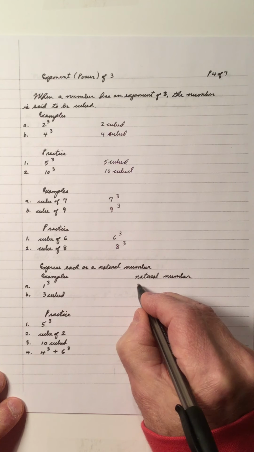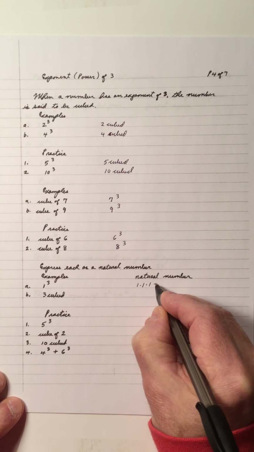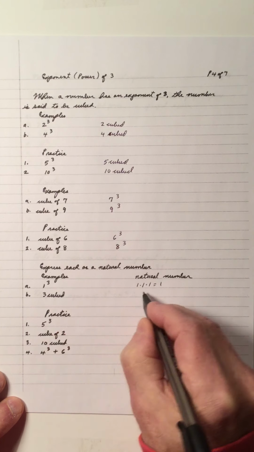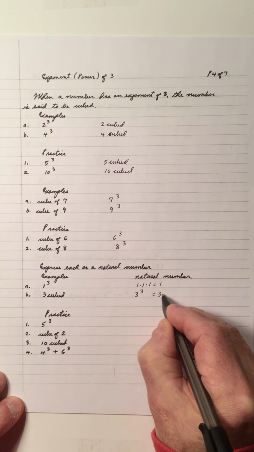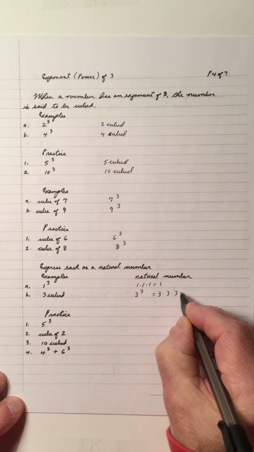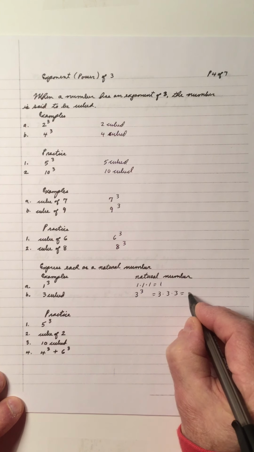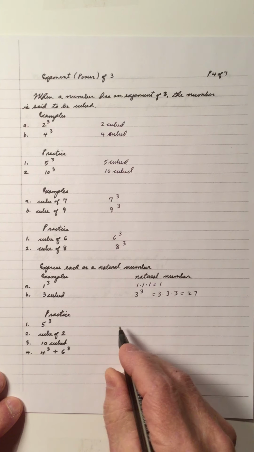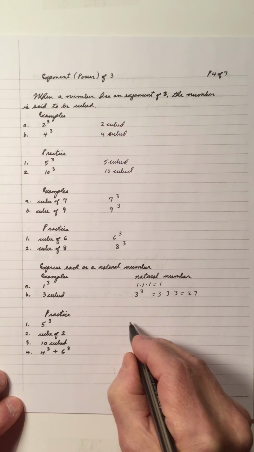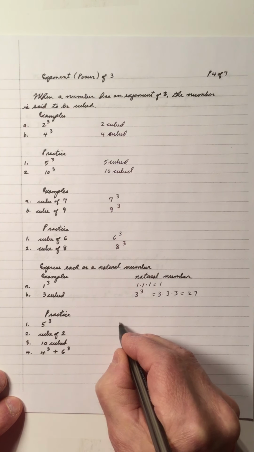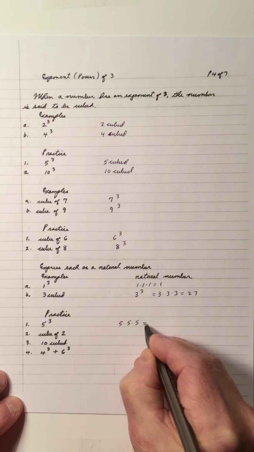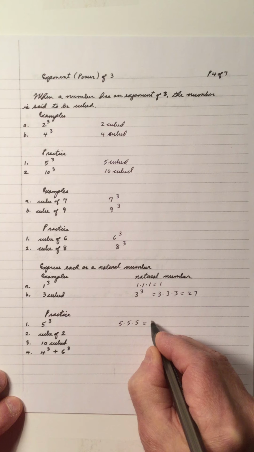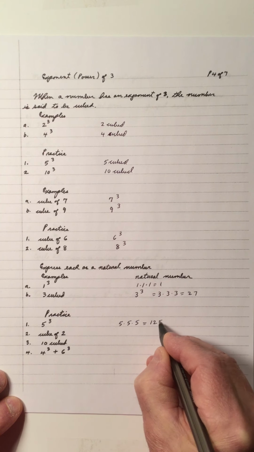1 cubed is 1 times 1 times 1, which is 1. 3 cubed is 3 to the 3. That's 3 times 3 times 3. 9 times 3 is 27. Let's practice some more. 5 to the 3 is 5 cubed, so it's 5 times 5 times 5. 25 times 5 is 125.